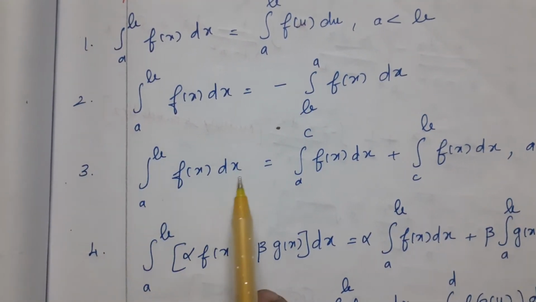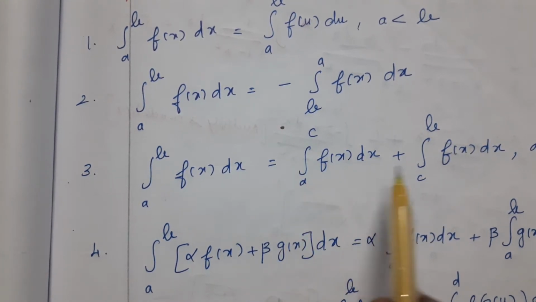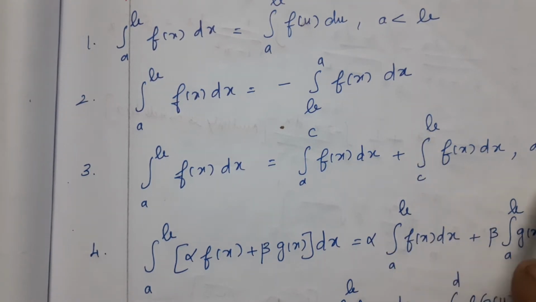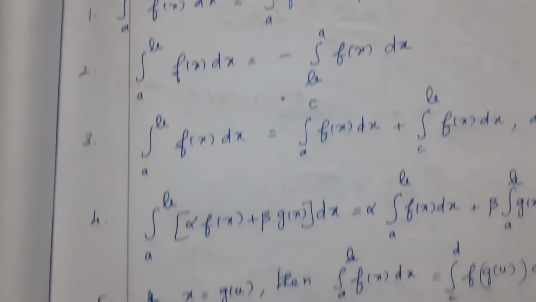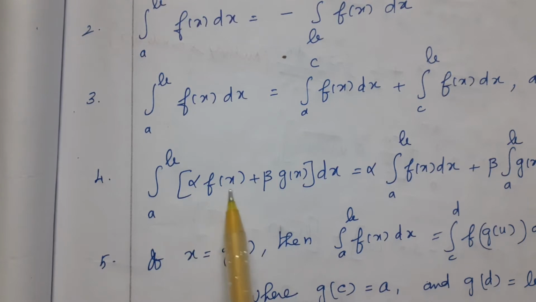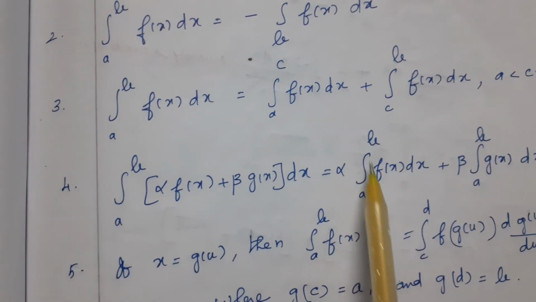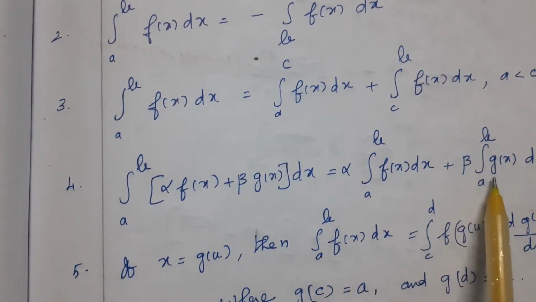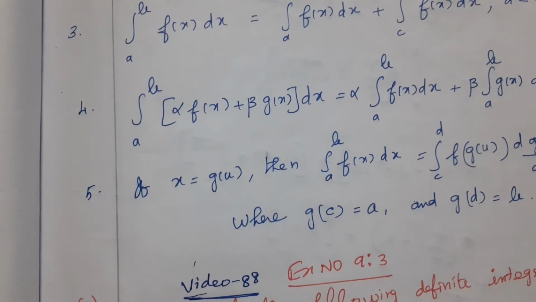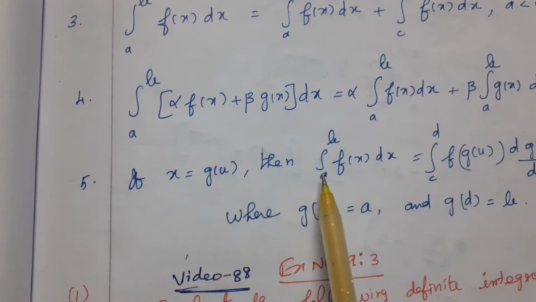What is the third property? Integral of a to b f of x dx is equal to, we split into two integrals: integral of a to c f of x dx plus integral of c to b f of x dx, where c lies between a and b. What is the fourth one? Integral of a to b alpha f of x plus beta g of x dx, just multiplying a constant with the function, is equal to alpha times integral a to b f of x dx plus beta times integral a to b g of x dx.